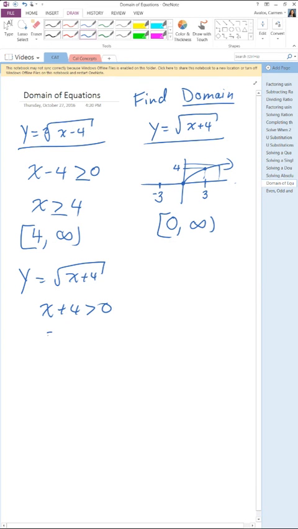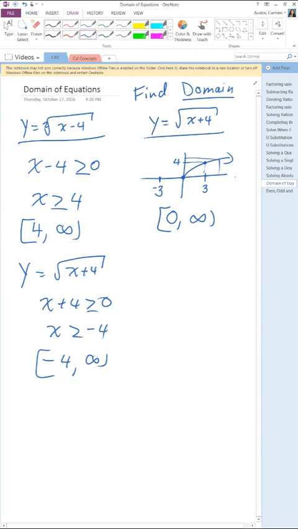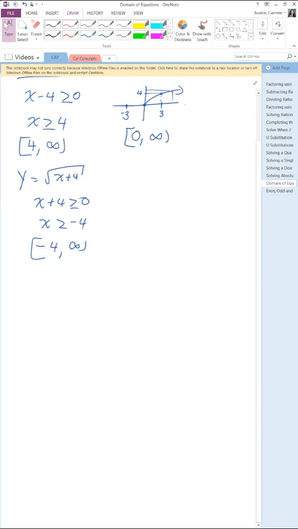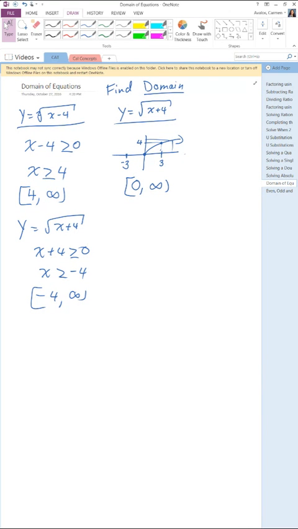Now, when we saw it has to be greater than negative 4, so it's from negative 4 all the way to infinity, and it could equal 0, so it's a bracket. So those are the two problems. They're pretty basic, but what was inside the radical was linear. That means it was degree 1. That's an easy way to solve when they're linear, degree 1, but they're not always going to be linear or degree 1.